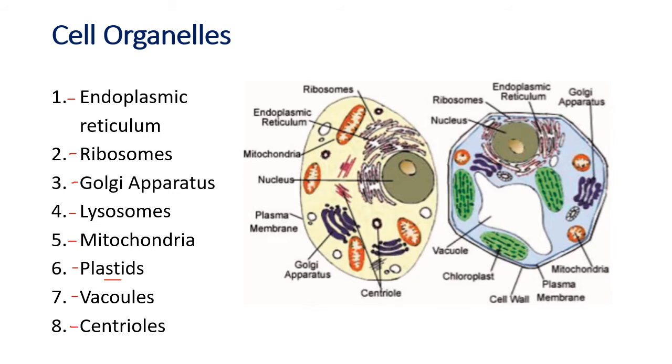You can see the chloroplast in the plant cell. The lysosomes are mostly present in the animal cell. Vacuoles are there in the plant cell. In the animal cell they are not there, or if present, they are very small. Now all these organelles have a double membrane, meaning a double covering outside.